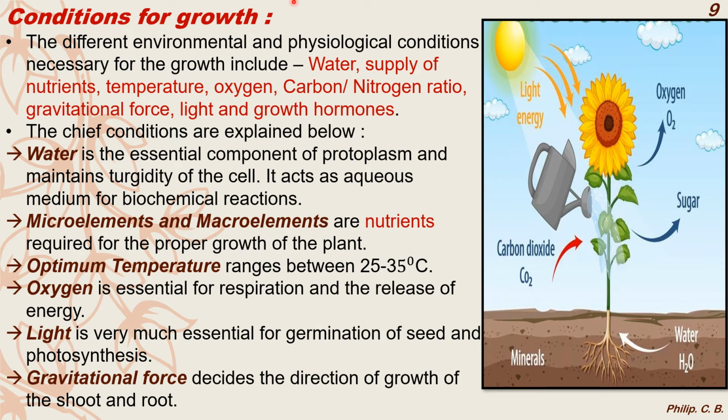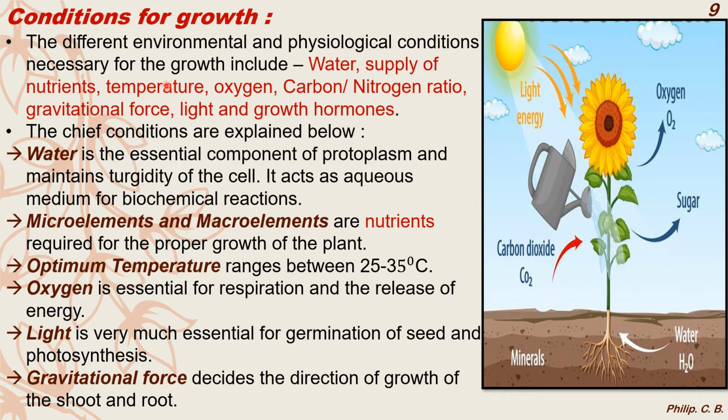Now, moving further, conditions for growth. So, what are the conditions required for growth to take place? Here, again, I added a simple image showing the plant. As the image shows, it's a sunflower. In presence of sunlight, it gets light energy. The oxygen is given out by the plant when photosynthesis takes place, while minerals and water absorbed through the root pass to the various parts of the plant. The carbon dioxide is taken in through the leaf. Sugar, that is glucose, and oxygen are released during the process of photosynthesis.